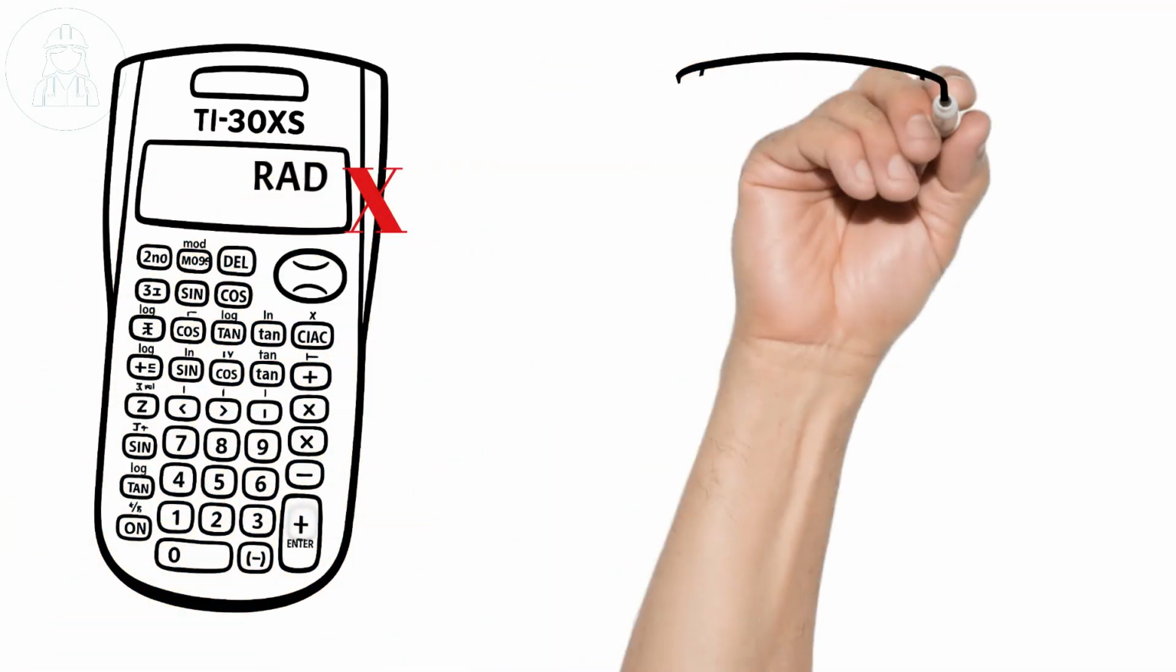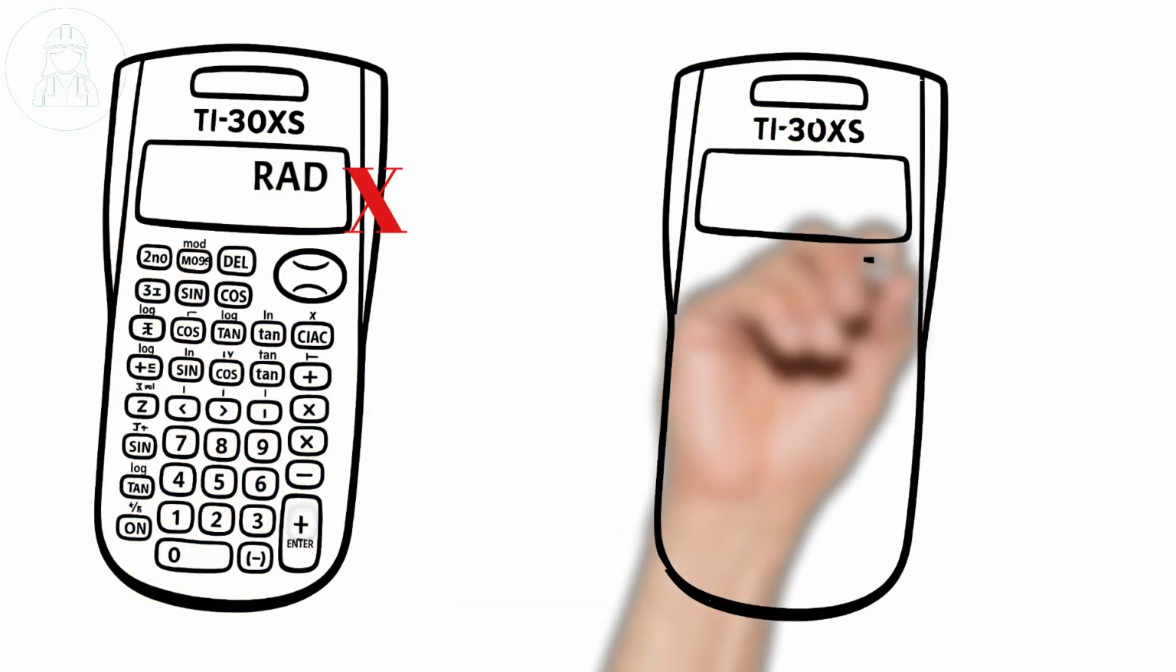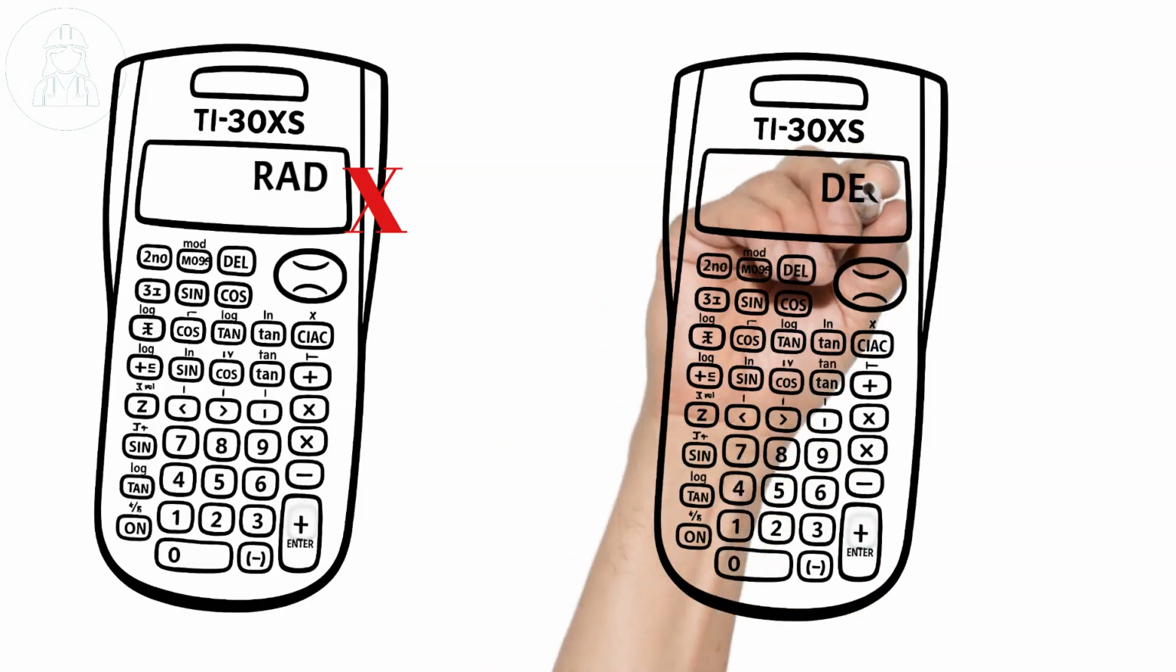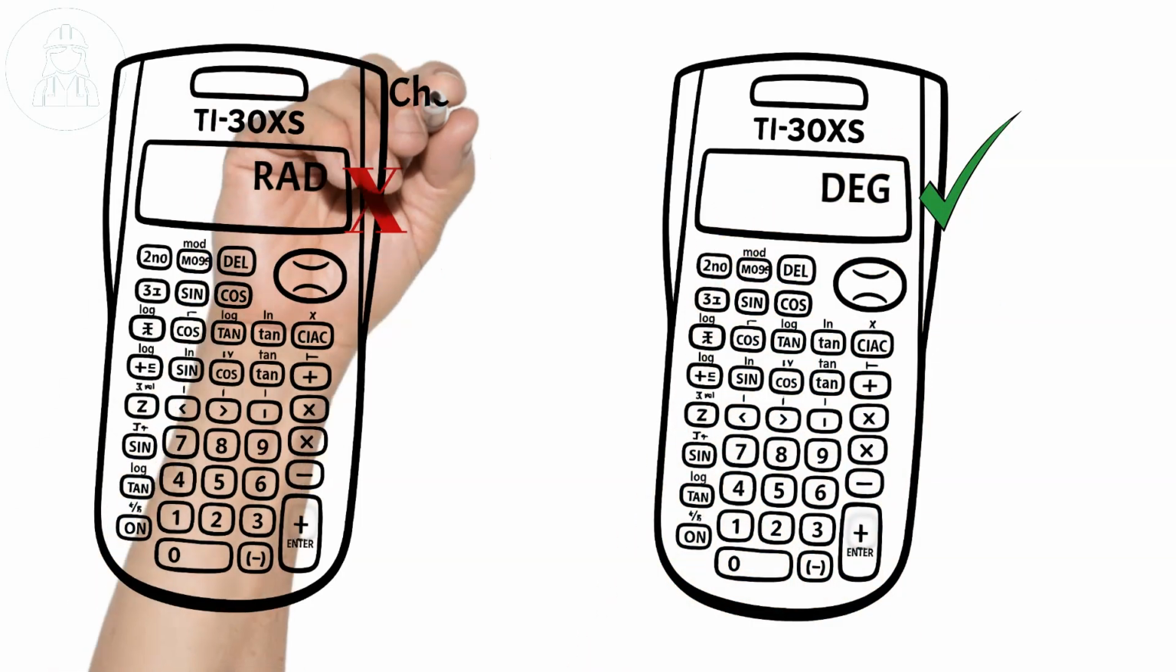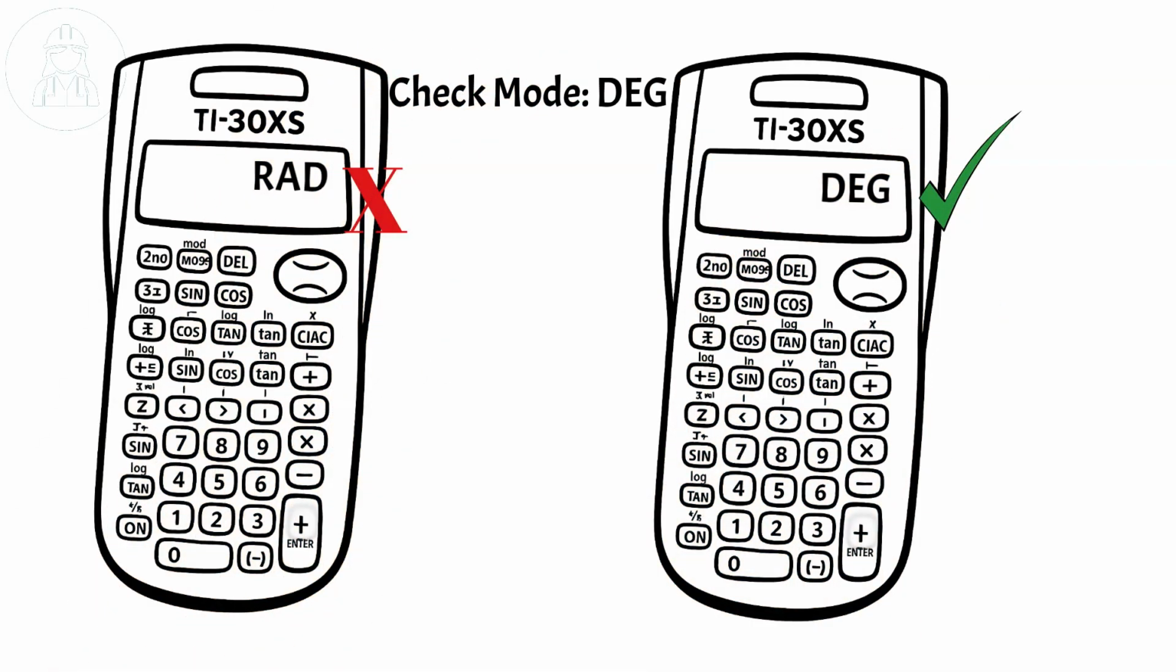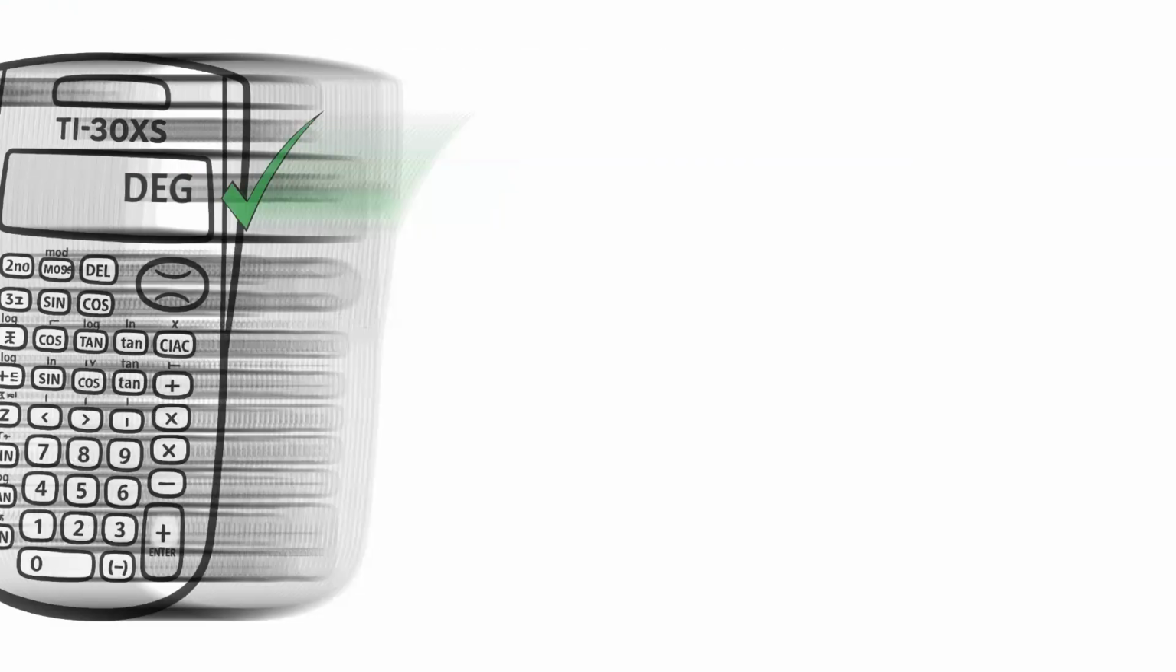First, check your calculator's mode. Look at the screen. If it says RAD, that means radians. For now, we want DEG, which stands for degrees. Switch to degree mode, or your answers will come out wrong.